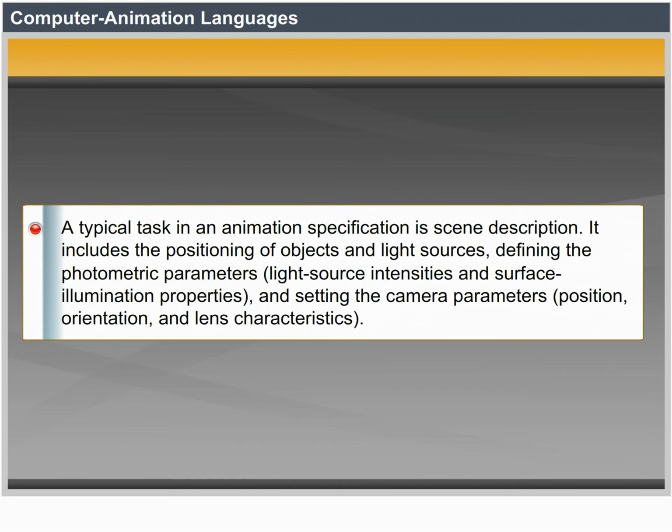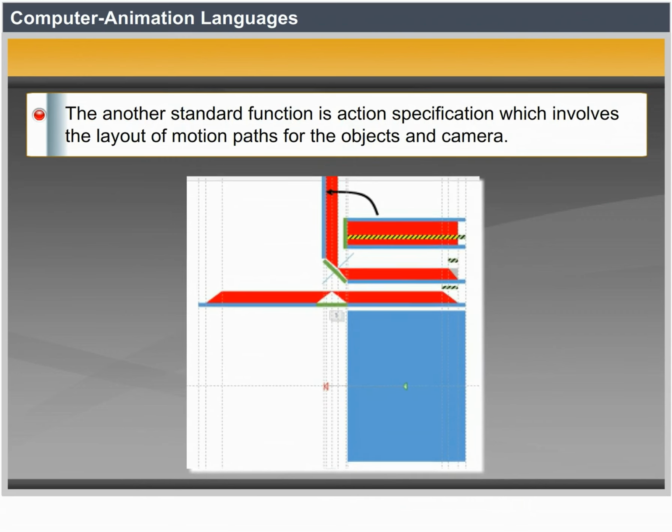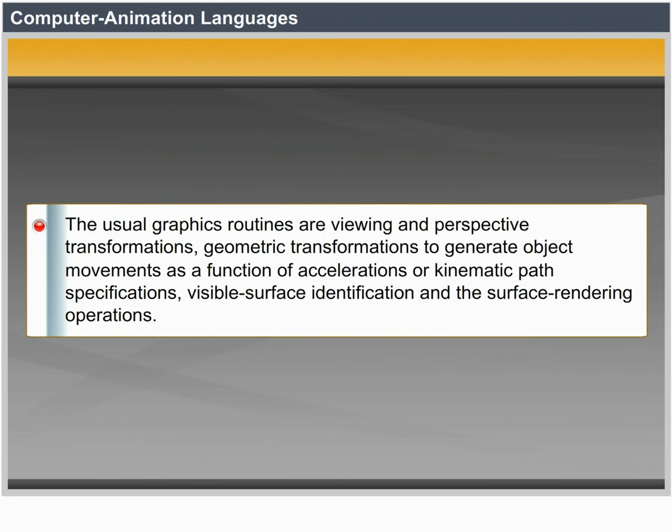A typical task in an animation specification is scene description. This includes the positioning of objects and light sources, defining the photometric parameters, light source intensities, and surface illumination properties, and setting the camera parameters: position, orientation, and lens characteristics. Another standard function is action specification. This involves the layout of motion paths for the objects and camera, and we need the usual graphics routines, viewing and perspective transformations, geometric transformations to generate object movements as a function of accelerations or kinematic path specifications, visible surface identification, and the surface rendering operations.